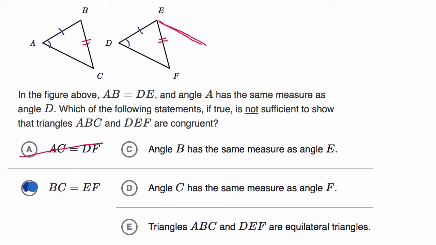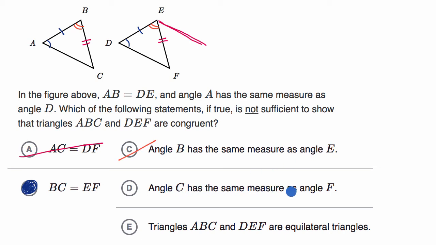But we could look at the other ones and see why they are sufficient to show that the triangles are congruent. Angle B has the same measure as angle E. Yep, that is angle, side, angle, which is a way to show congruence. And think about this. If this angle and this angle are congruent to this angle and that, and the side in between them is the same, there's no way that you could move around the other two sides to get anything other than these triangles being congruent. So we'd rule that out. This is sufficient to show congruency.